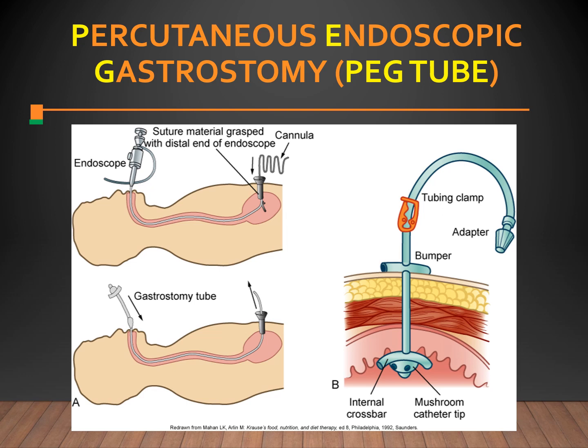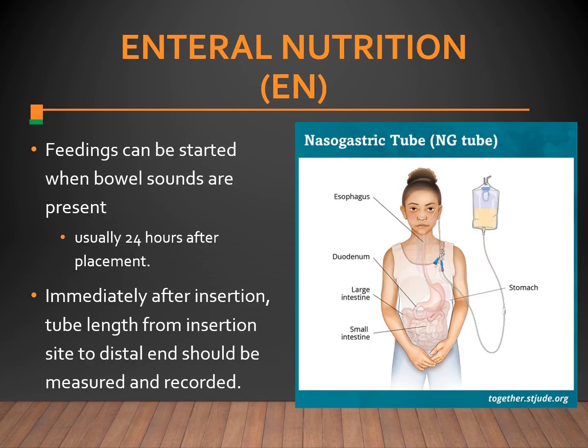A gastrostomy tube is inserted through the esophagus into the stomach, then pulled through a stab wound made in the abdominal wall. The retention disc and bumper secure the tube. Usually there's no need for general anesthesia, and the client is minimally sedated, if at all. So if a patient has issues with sedation or we have any kind of concerns, a PEG tube is a great option. Once they get a tube, feedings can be started when bowel sounds are present, usually 24 hours after placement, especially if they had any kind of sedation.